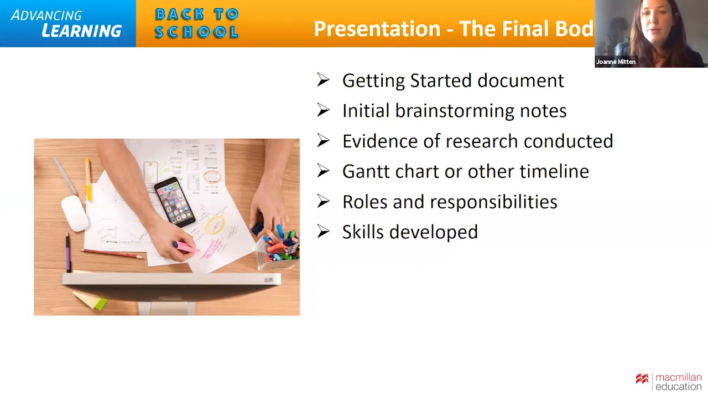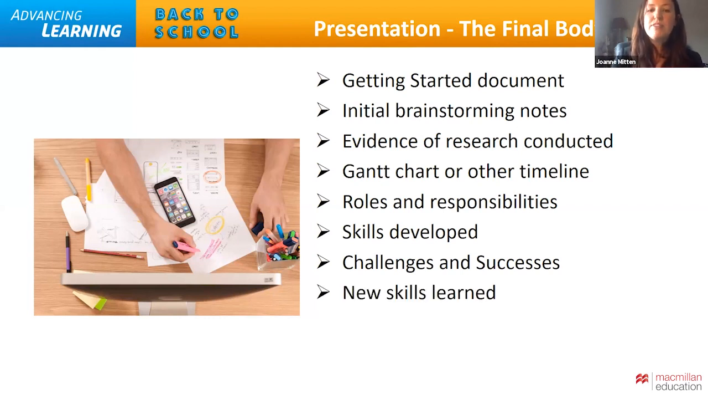They also need to keep a document of the skills they developed. Okay, so we can look at that in a moment, and we can look at a document that they can use for that. They want to talk about their challenges and their successes. They should be telling you in their final presentation something new that they learned, something that they think they will use in real life. It might be a skill that they'll use in college, or a skill that they'll use in work when they leave school.